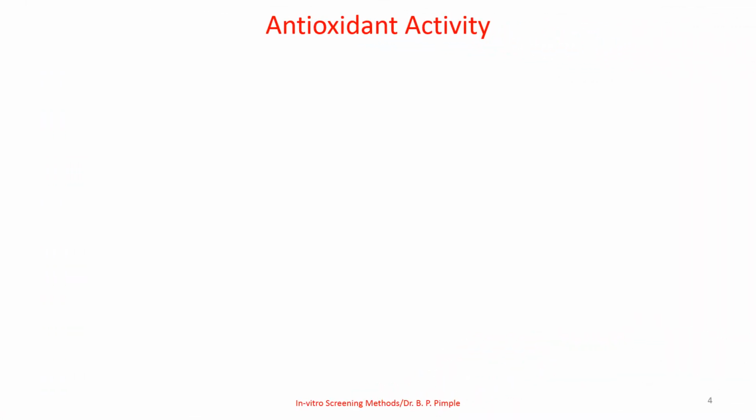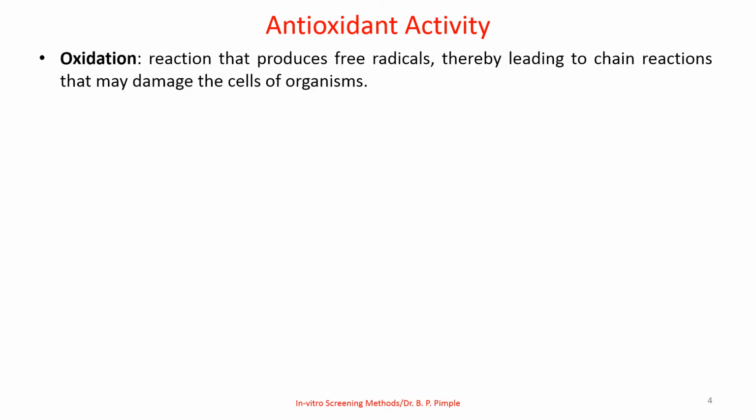For that we will first see the antioxidant activity. What is basically an antioxidant? Oxidation, as we all know, is the reaction wherein free radicals are produced in our body. We normally call it peroxidation. These free radicals lead to a chain of reactions that is able to damage not only the cellular components but cells, tissues, and eventually organs of the body.